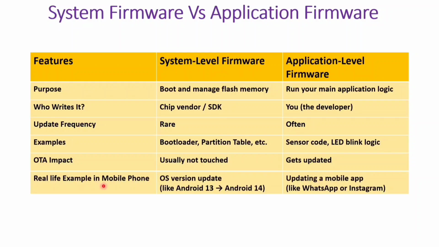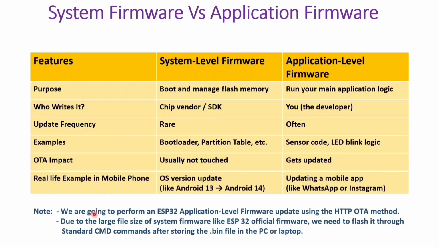If you talk about a real-time example in a mobile phone, like if you want to change the OS version, for example, you are using Android 13 right now and you want to update it to Android 14, it is called a system level firmware update. Whereas if you update the WhatsApp or Instagram or LinkedIn application, it is called an application level firmware update. So I hope you get enough idea about these two things.